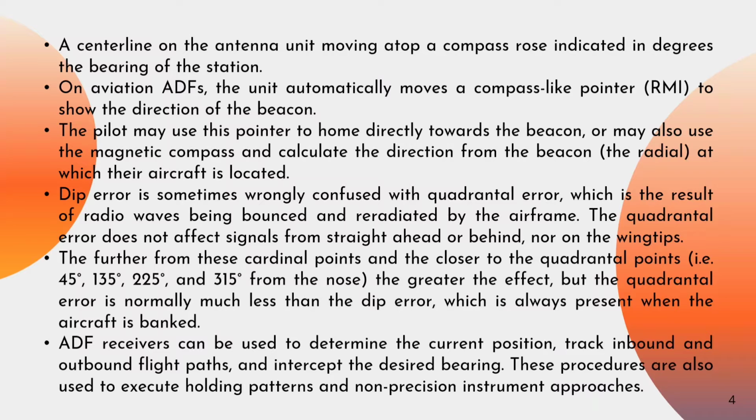Dip error is sometimes wrongly confused with quadrantal error, which is the result of radio waves being bounced and re-radiated by the airframe. The quadrantal error does not affect the signals from straight ahead or behind, nor on the wingtips. The further from these cardinal points and the closer to the quadrantal points, that is 45, 135, 225 and 315 degrees from the nose, the greater the effect. The quadrantal error is normally much less than the dip error, which is always present when the aircraft is banked.